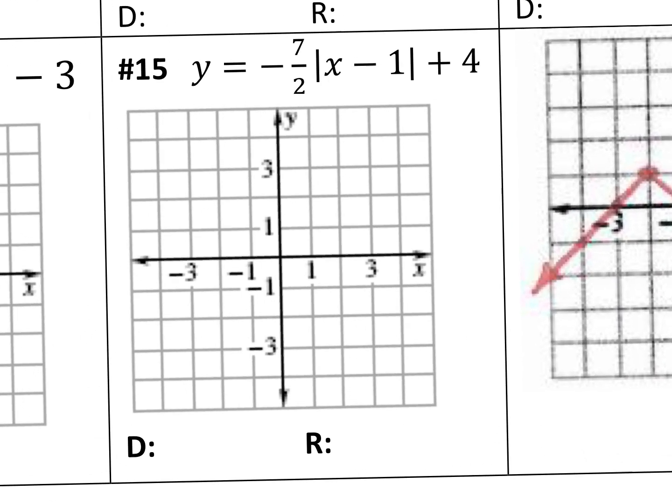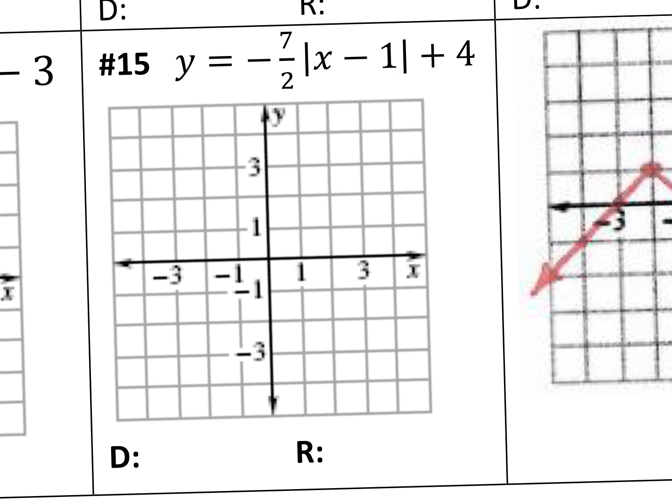15. The vertex is, what is the vertex? Anybody? 1, 4. Thank you. Go to 1 on the x, 4 on the y, put a dot there. What do I do from that point? Down 7 over 2. So down 1, 2, 3, 4, 5, 6, 7 over 2. I'll end up right there.